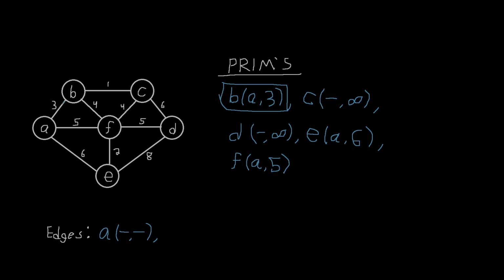I'm just going to mark this edge in blue to say this is the edge we took, and I'm going to mark these nodes to say that we've been there. I'm also going to add this edge at the bottom. So we went to B from A with a weight of 3.